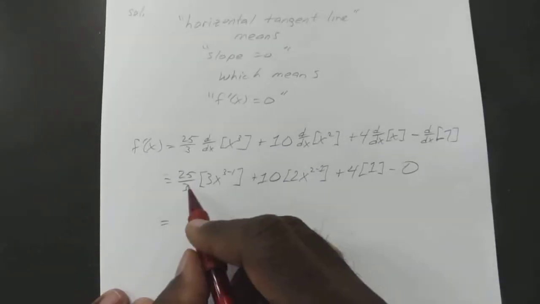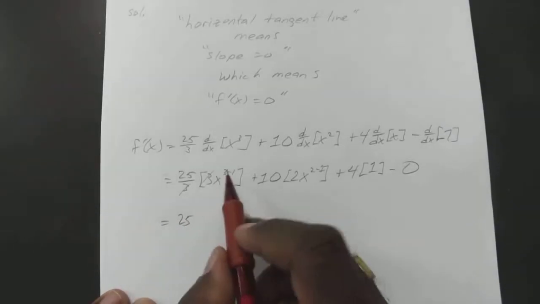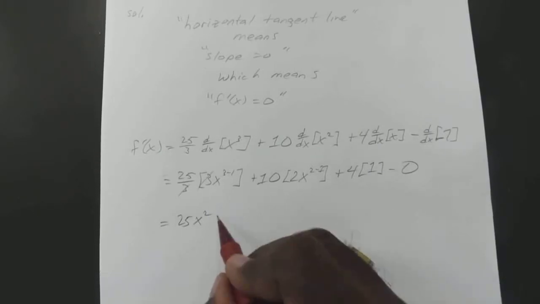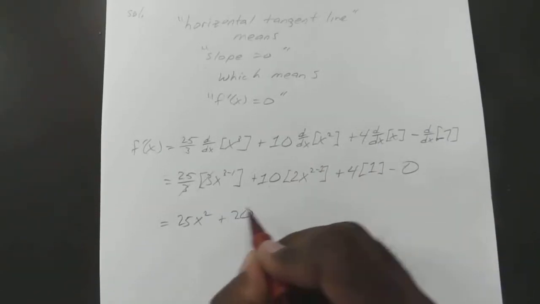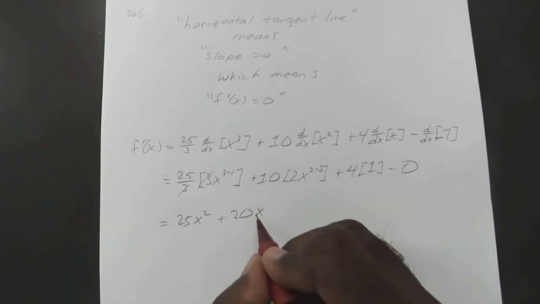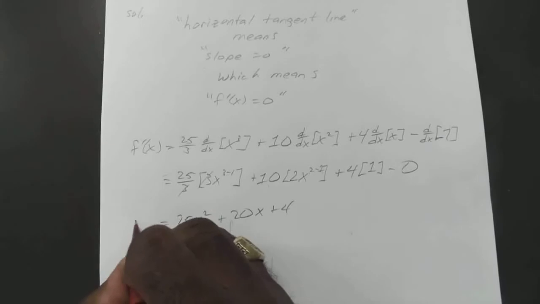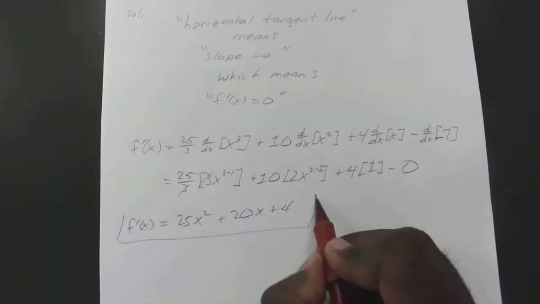Right, so now these two 3's cancel out. So you have 25, x to the 3 minus 1 is just x squared. Plus 10 times 2 is 20. x to the 2 minus 1 is just x. Plus 4 times 1 is just 4. So that's our f prime of x.